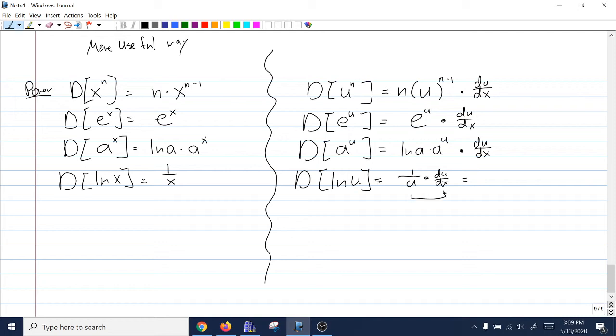This is the one that people sometimes write a little bit differently, because if you've got 1 over something multiplied by something, it's sort of a waste of the top of the fraction. You could put the derivative on the top of the fraction, so sometimes people write this rule as du/dx over u. It's the same thing, but you're writing it as one thing instead of 2 things. This is the chain rule. Let's try it out.